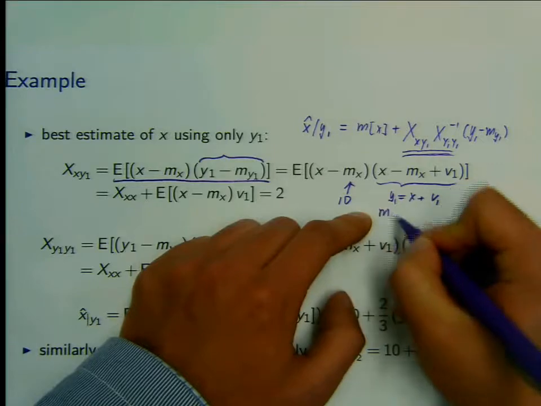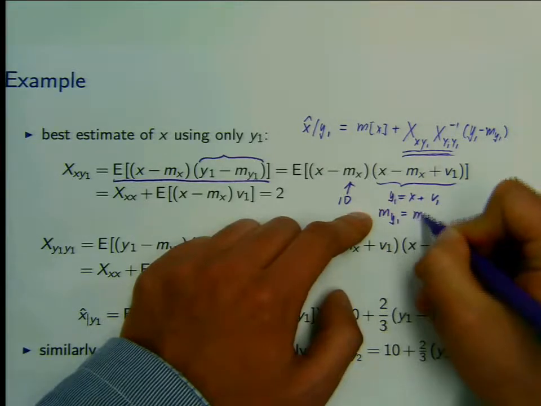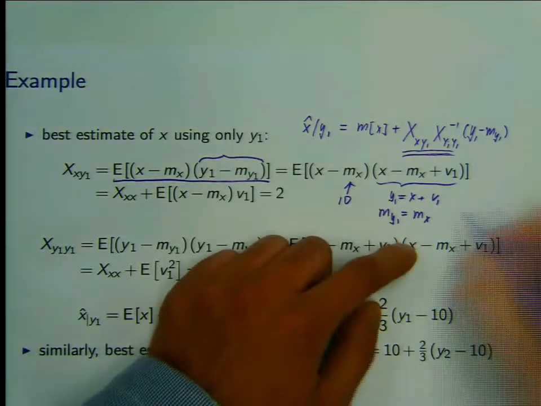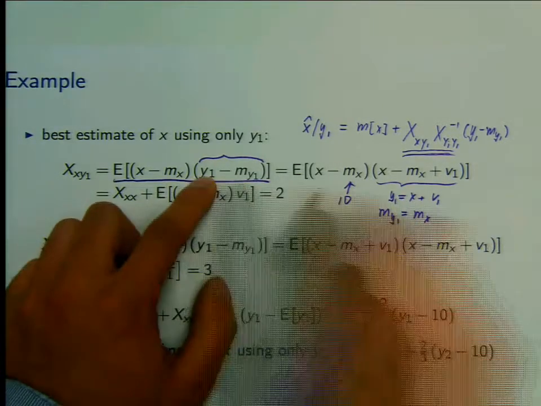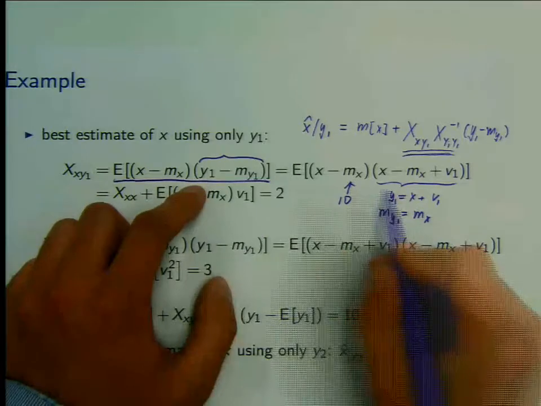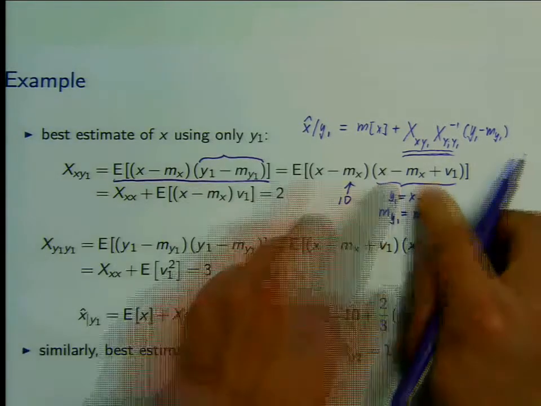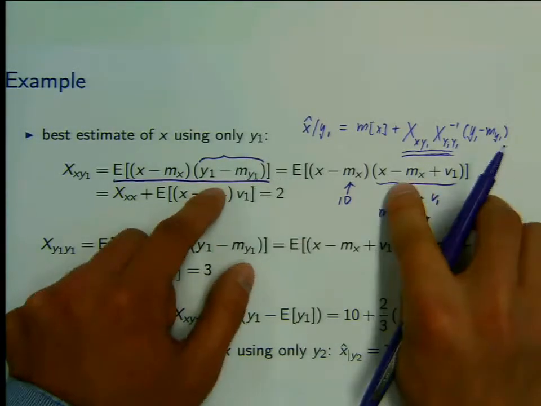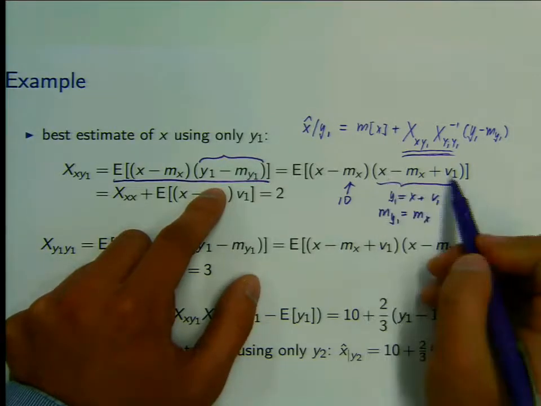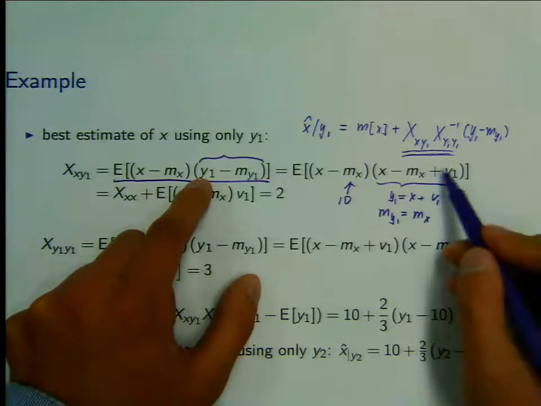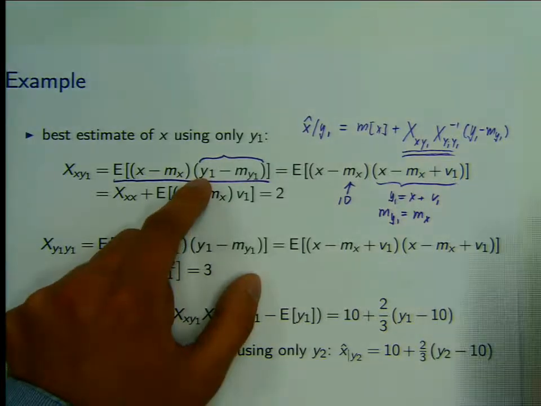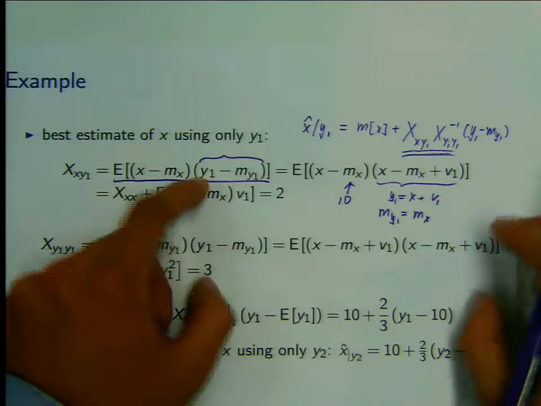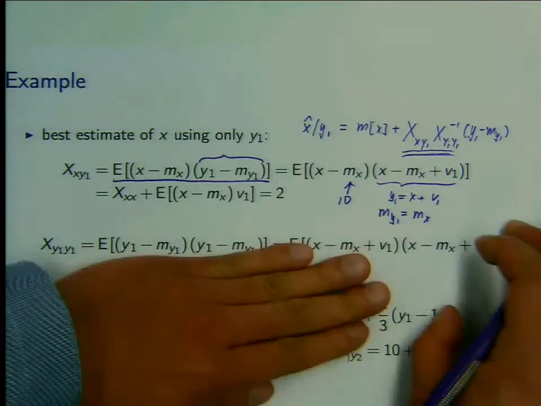Mean of x equals mean of y1. Yeah, that is true. I skipped this step, that the mean of v1 is 0. And then I swapped the order. So y1 equals x plus v1, so I put this ahead. y1 equals x plus v1. So I swapped the order a little bit. Okay? But it's a good exercise.